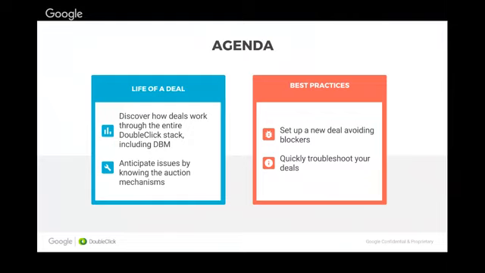We have the first and largest part called the life of a deal. We will go through the full DoubleClick stack, including DBM. You will see the buyer view and how the buyer is targeting a programmatic campaign. The main goal is to be able to anticipate some issues, because knowing how the buyer is setting up the campaign, you are also able to better speak with them and help them in making the campaign work. Then we will go through some best practices on how to set up new deals and avoid blockers, and also how you can quickly troubleshoot your deals on your own.